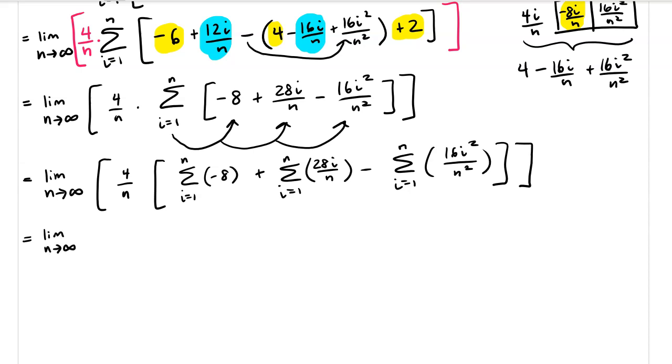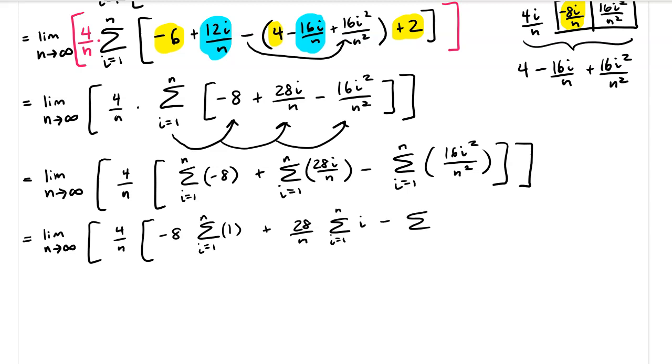So we have the limit as n approaches infinity of 4 over n. And then I'm going to factor out -8 from my first summation. That just leaves us with 1. And then my second summation, I can factor out 28 over n, and that's just going to leave us with i inside the sum. And then for my last summation, I can factor out 16 over n squared, and inside the summation that would leave us with i squared.